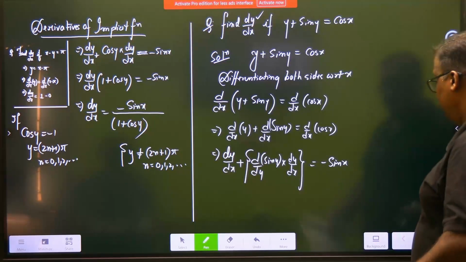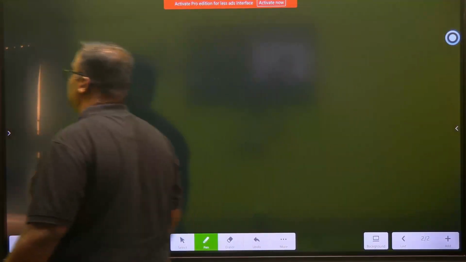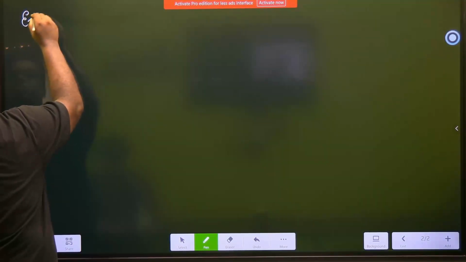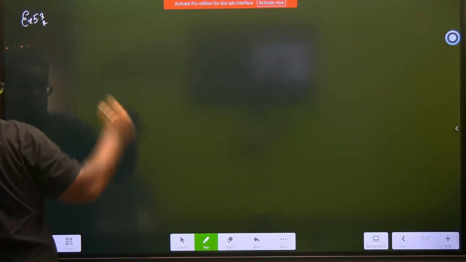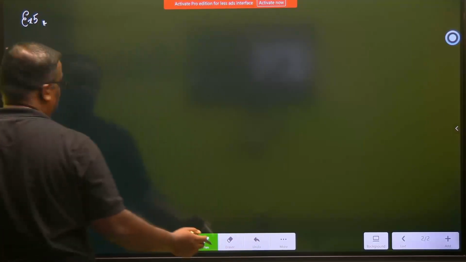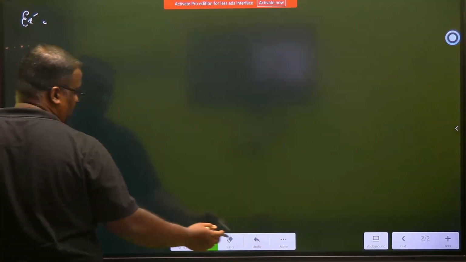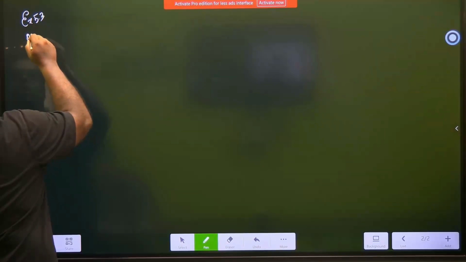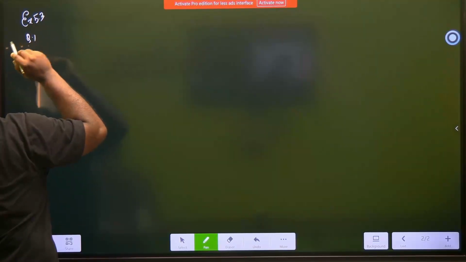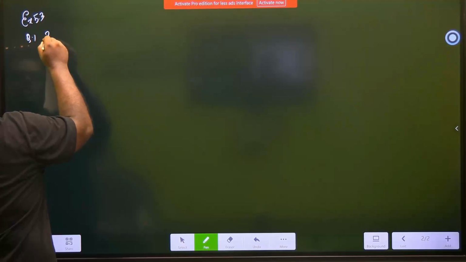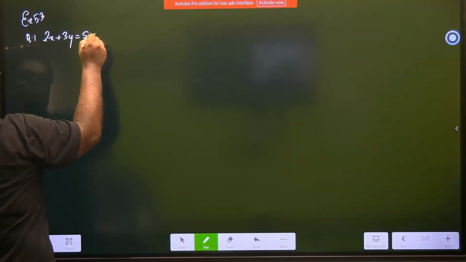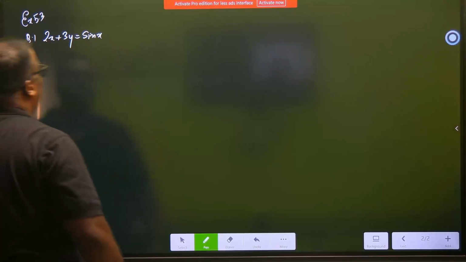Chalo. Let's see some problems from your exercise. We are at exercise 5.3. Question number 1. In everything we have to find dy by dx. 2x plus 3y is equal to sin x. We have to find dy by dx.